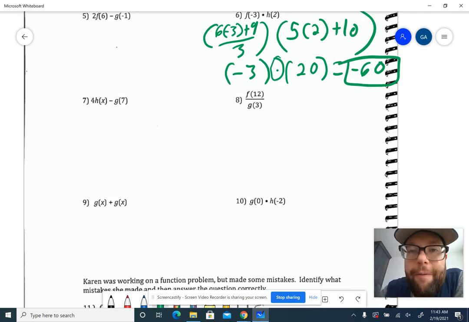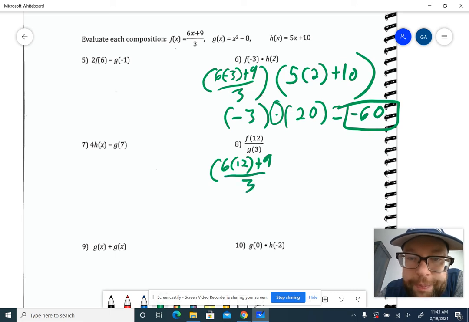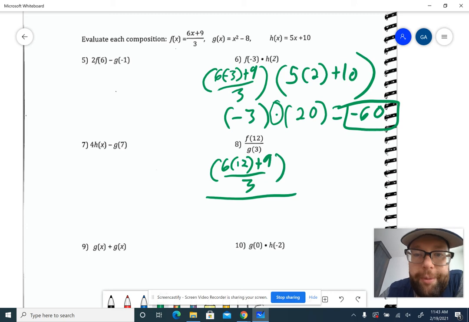So let's find f of 12 first. So we're going to plug in 6 times 12 plus 9 over 3. Then I'm going to divide that by g of 3. So that would be 3 squared minus 8.